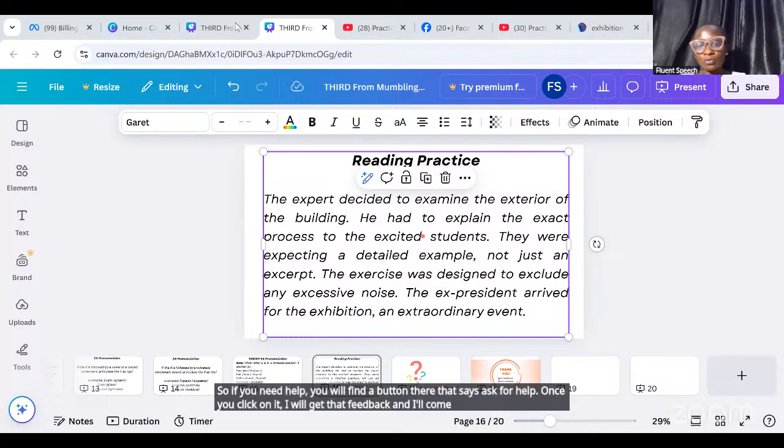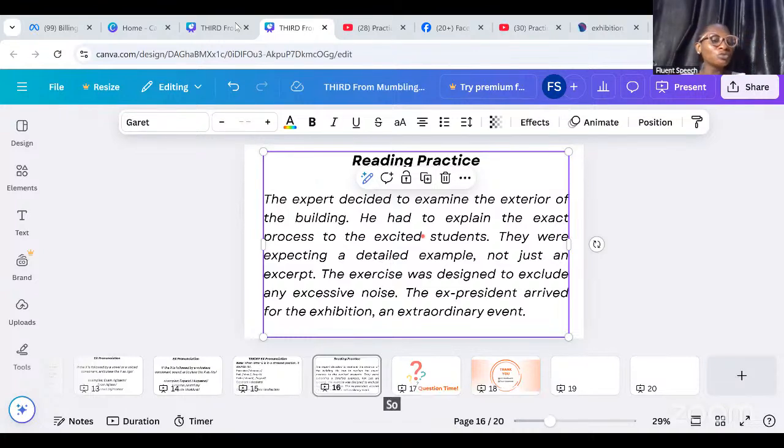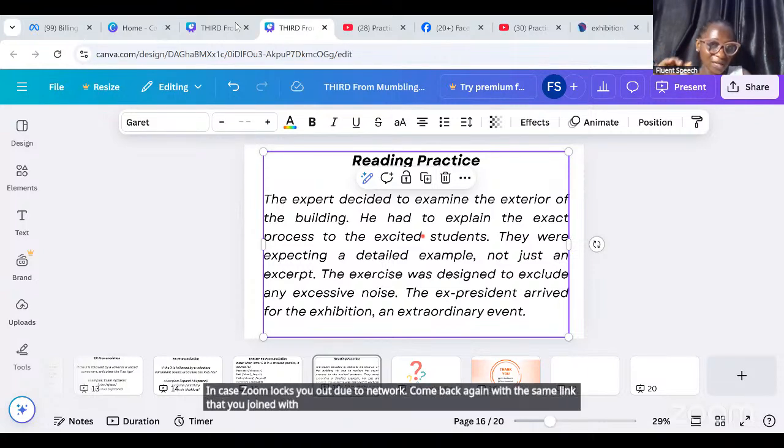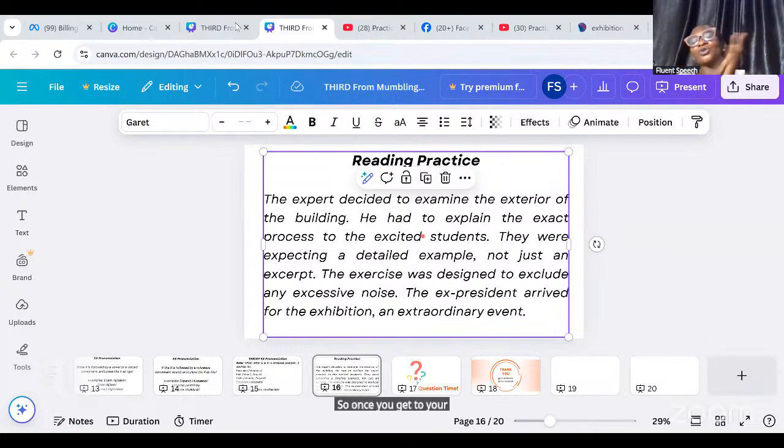So for each breakout room, once I assign a room to you, you'll get a notification that asks you to join. Welcome, Olupukola, thank you. Please click on join. In case Zoom locks you out due to network, come back again with the same link that you joined with and click on join. Is that okay?